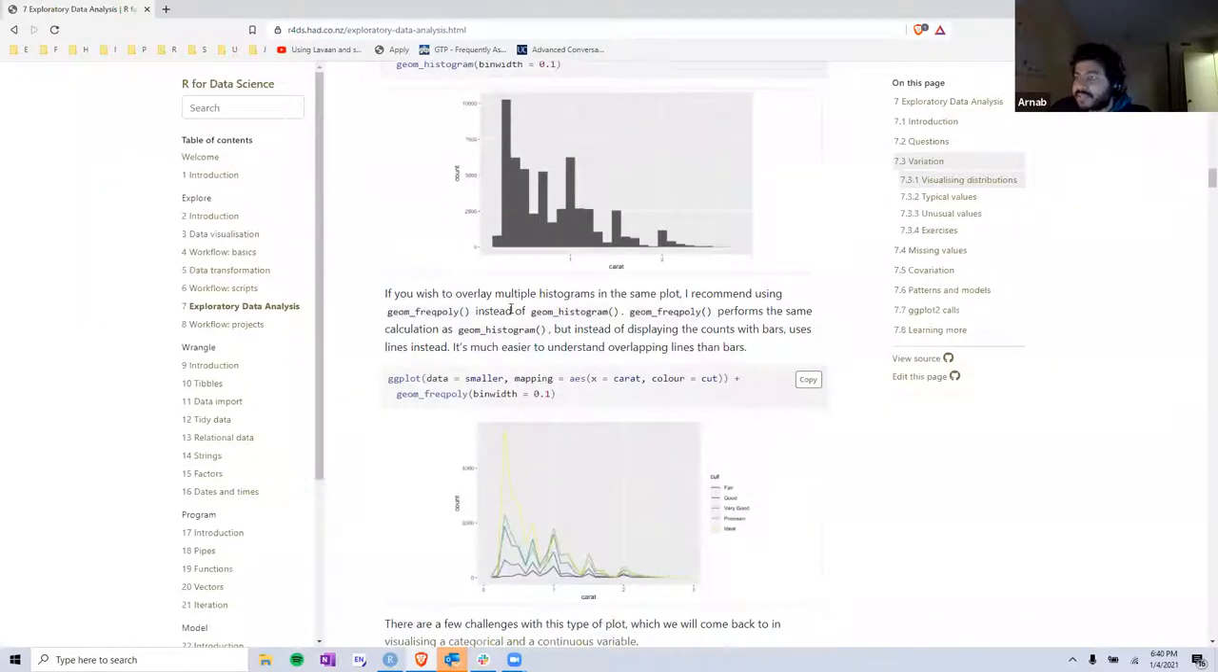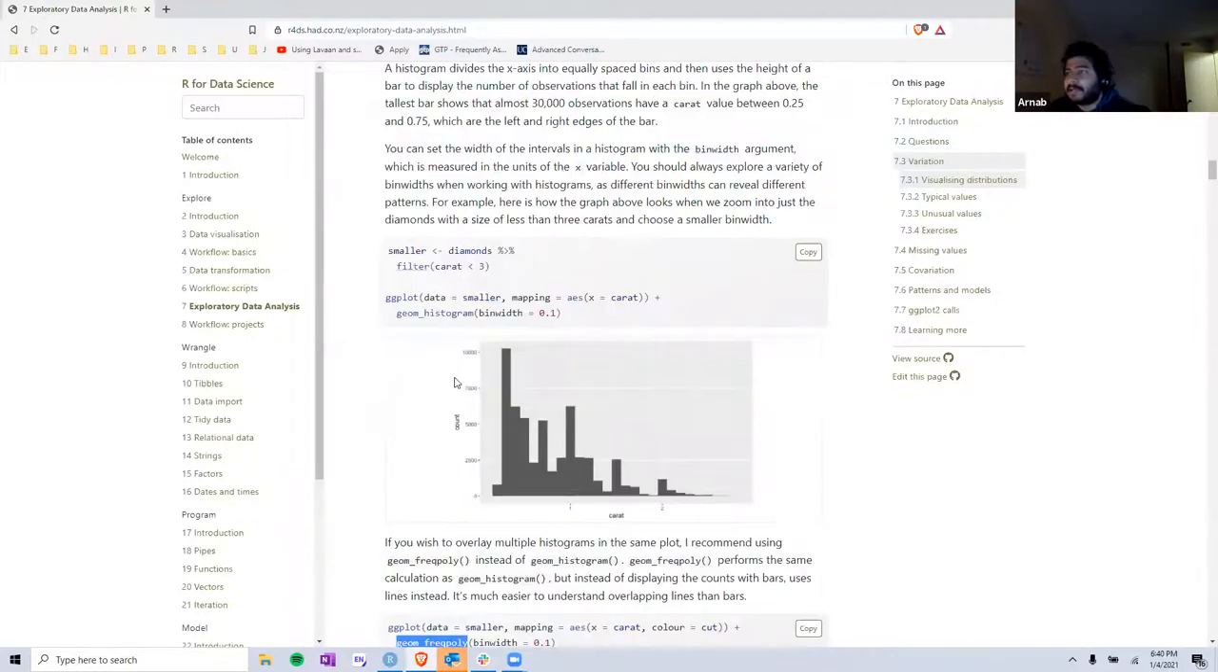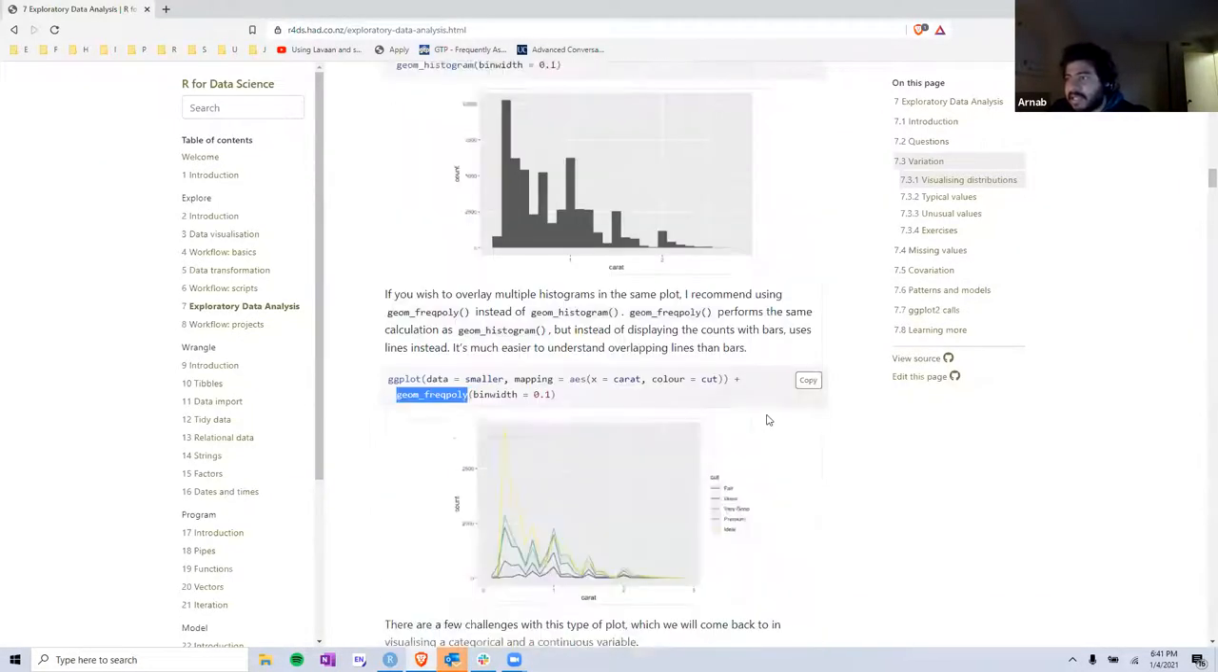That was about histograms. There was a really cool way to do the same thing, which was by using geom_freqpoly. So for example, when we developed a histogram for carat, it basically gave us a count of diamonds, or count of observations, for each bin width of carat.